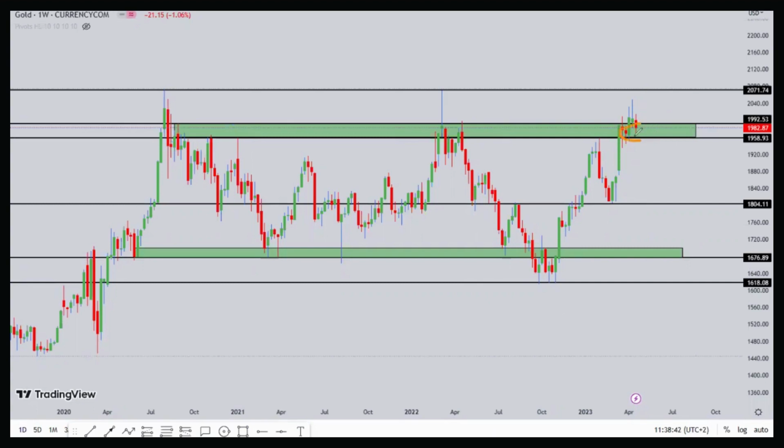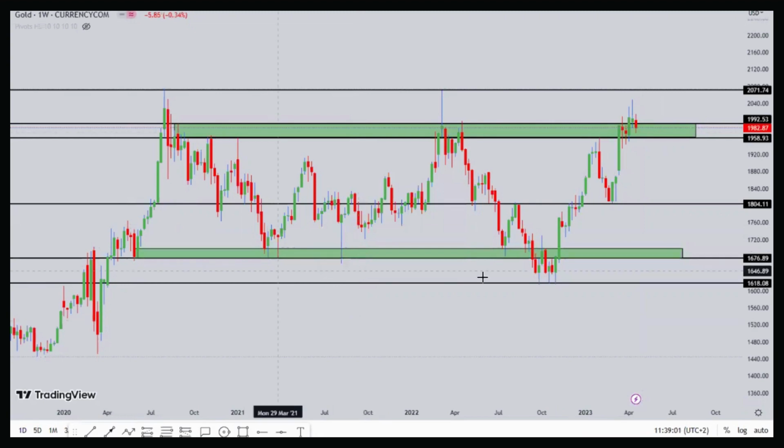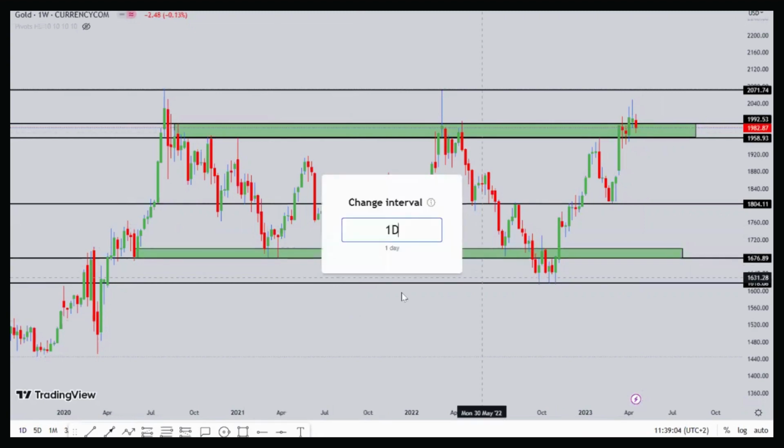So this area here, that's where we have our support area, and we're looking forward to going all the way to 2070. Okay, so right now the market is just retesting, it's a retracement, and then we're going to see the market punching all the way to the upside. So we're going to go to the weekly now. Okay, on the daily, sorry, let's go down to daily.